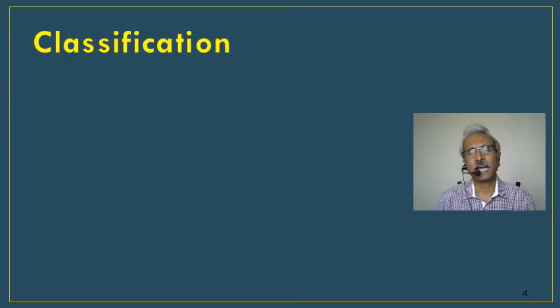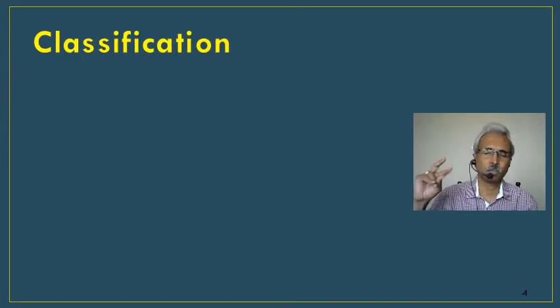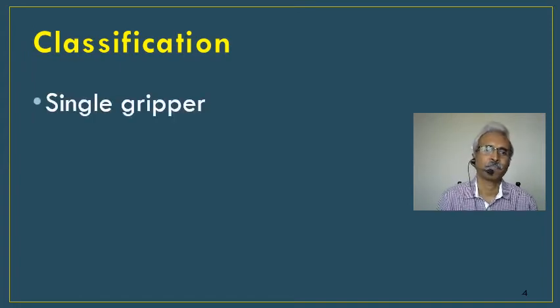So how do we classify them? Of course, there are two major categories, grippers and tools. Now the grippers are further classified. Let's see on what basis we classify them.